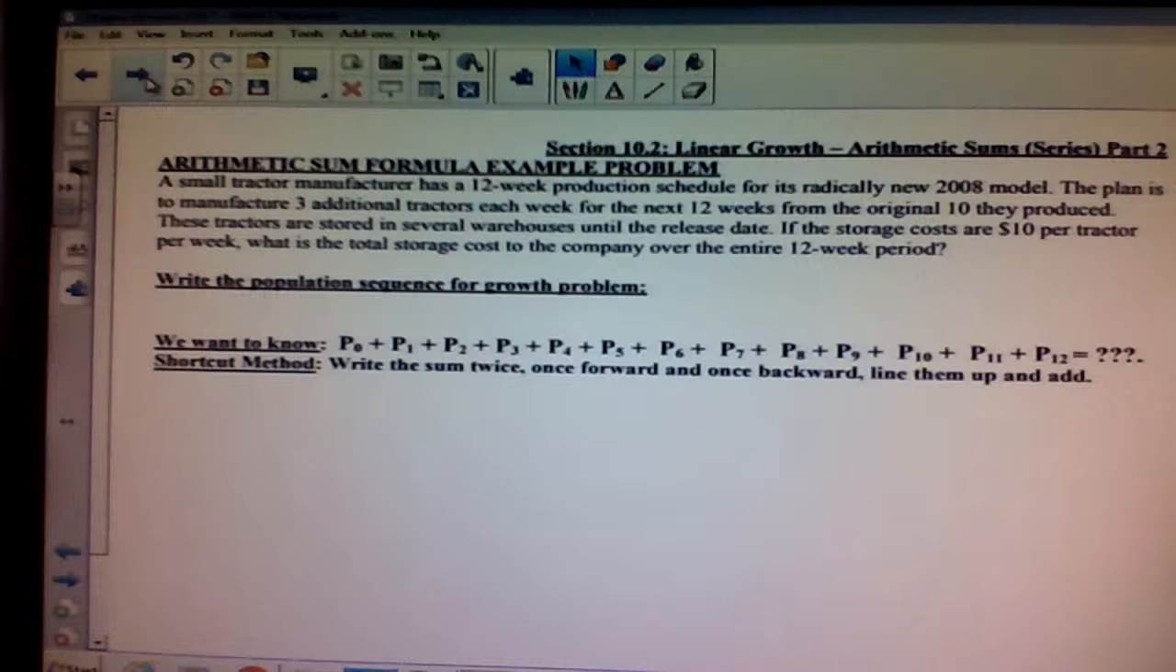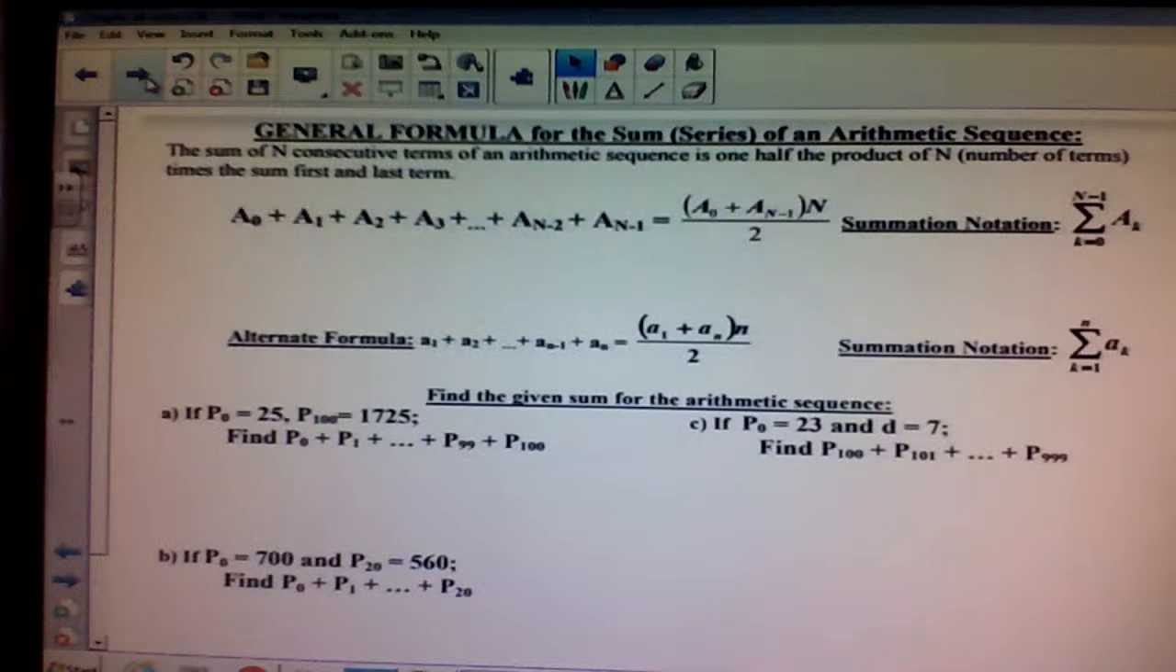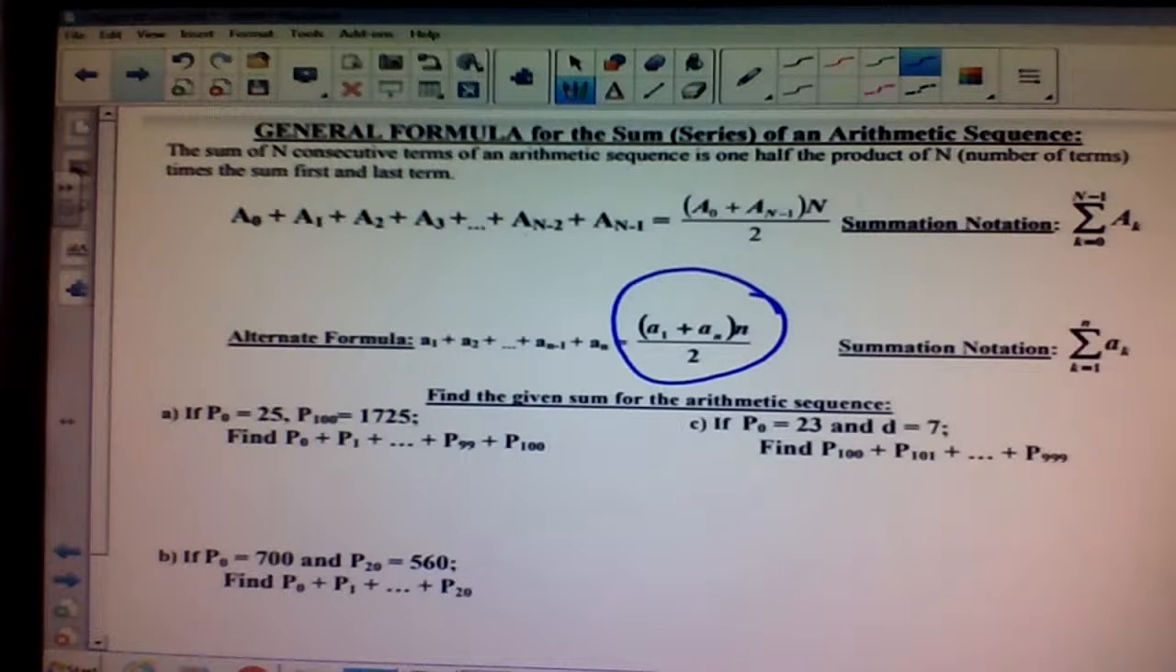Dawn says, praise Jesus. Why? Okay, so there is a formula for that. Oh, is that it right there? No, look. Your formula is this. This is the important one.